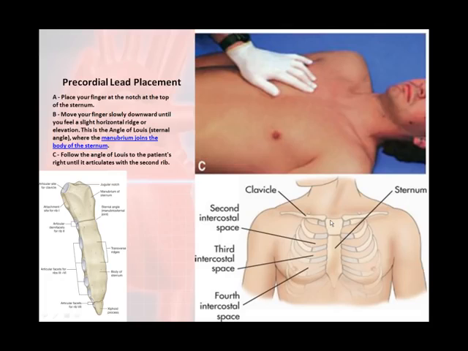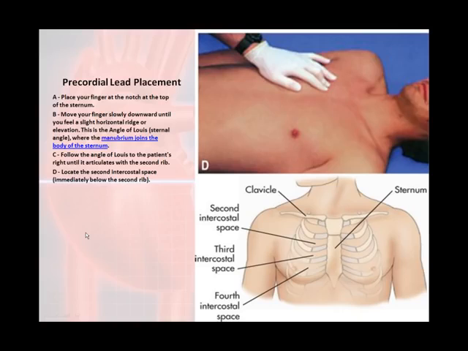The next step is that you're going to find your joint right here, the angle of Louis, and you're going to migrate over to the left because your first placement is going to be on the left side. As you move your fingers across, you will actually run into this articular facet of the second rib. So once you find this bump that you feel on the outside of the sternum, that is actually the second rib.